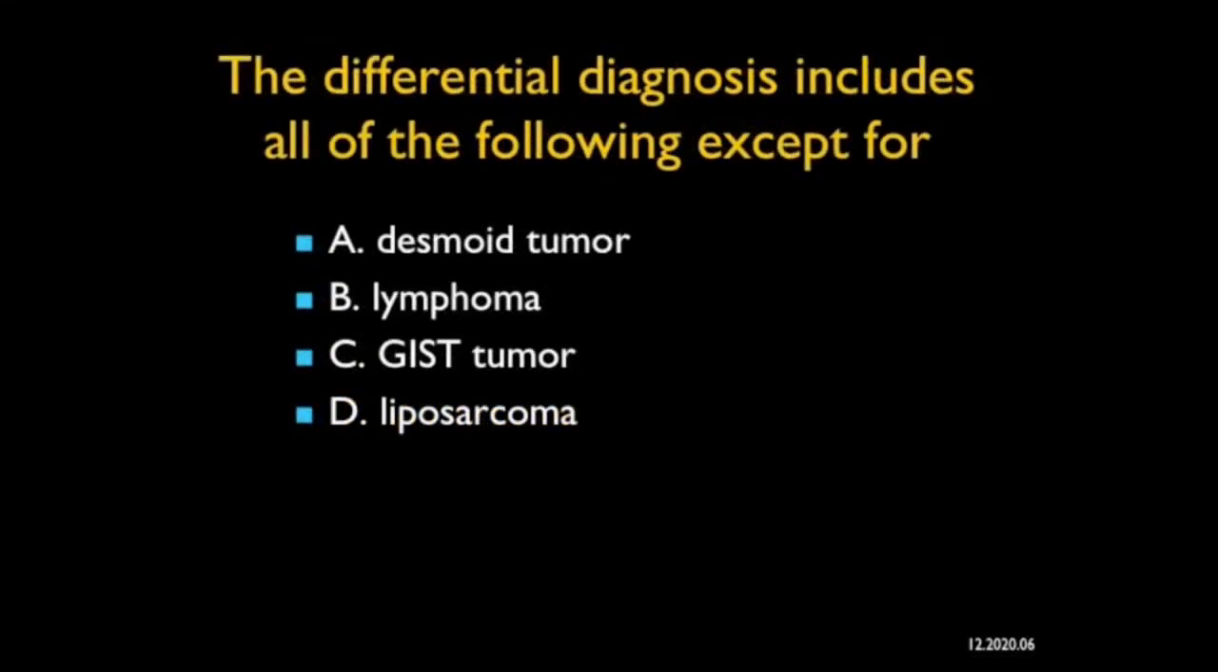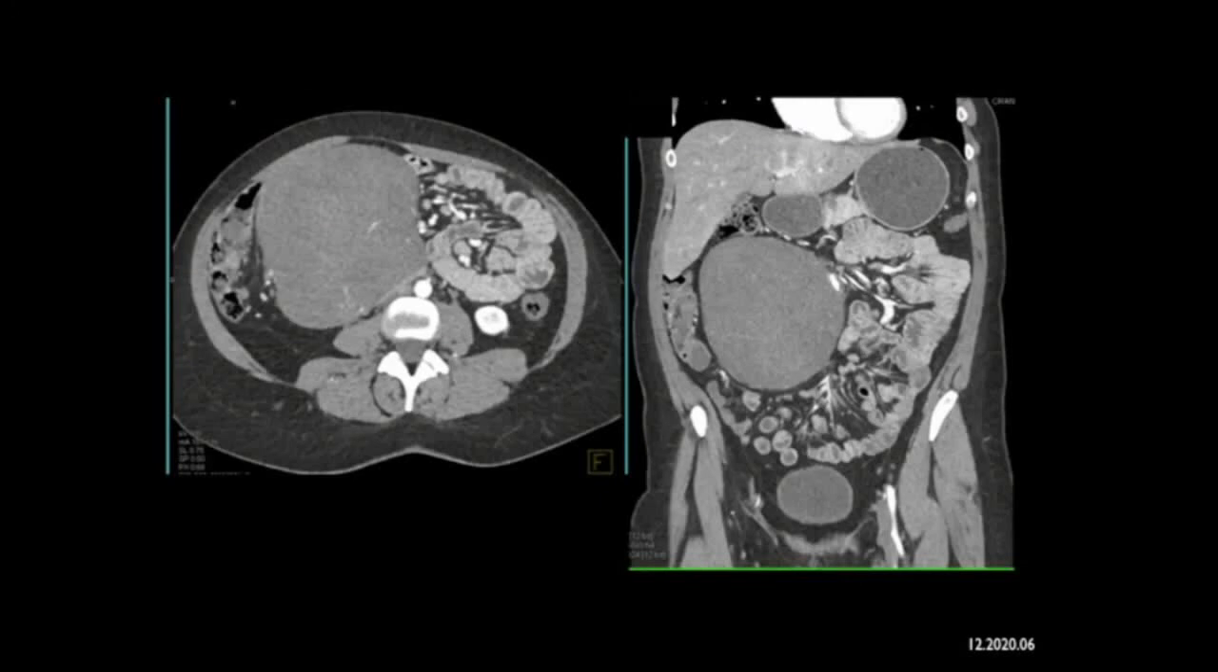In this case, I say, what's the differential diagnosis and what does it include except for? Well, here you see a large cystic and solid mass, and you're trying to figure out where is it. Is it coming from the pancreas? Is it coming from the duodenum, the retroperitoneum? Is it the mesentery? Where exactly is this thing and what is it? It's large, it's not obstructing, but it's displacing.